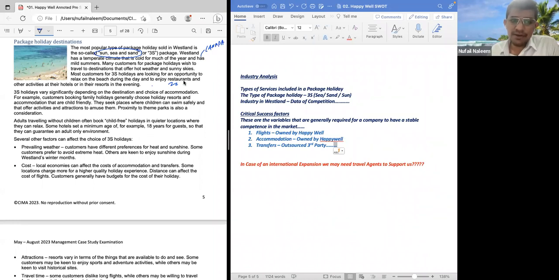For example, customers booking family holidays generally choose holiday resorts and accommodation that are child friendly. These are places where children can swim safely and which offer activities and attractions to amuse them, with proximity to theme parks a consideration. Now that is a very important point. The reason is, can you all remember students, when there is a school leave in Westland, a holiday time, the children are having the leave, that is the peak season.